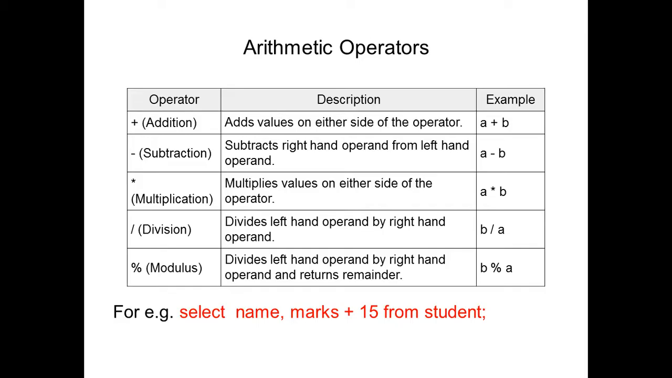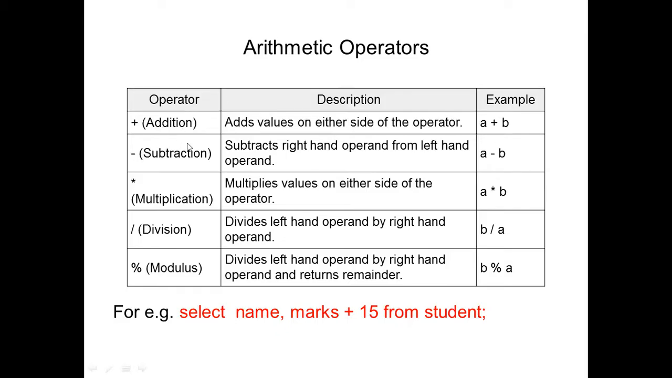Arithmetic operators means the operators which are used for performing arithmetic operations. Arithmetic operations means addition, subtraction, multiplication, division and modulus. So the operators are the symbols like plus for addition, minus for subtraction, then star for multiplication, slash for division and percent for modulus. Now see, this table shows the operator, then what is its description, means what it does, and one example is given.